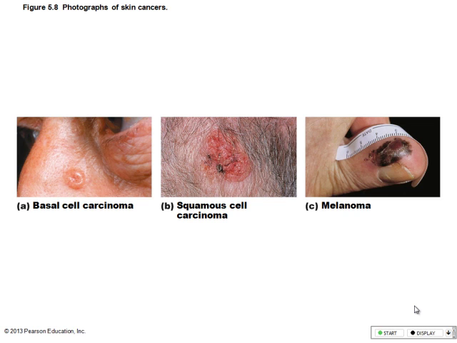What's next in line? Squamous cell. When the cells start to get a little bit more aggressive, still not as bad as the other nasty little guy called the melanoma, but we want to get rid of that as well. And then last but not least, the melanoma. Melanomas can kill you. Yes, they spread very rapidly.